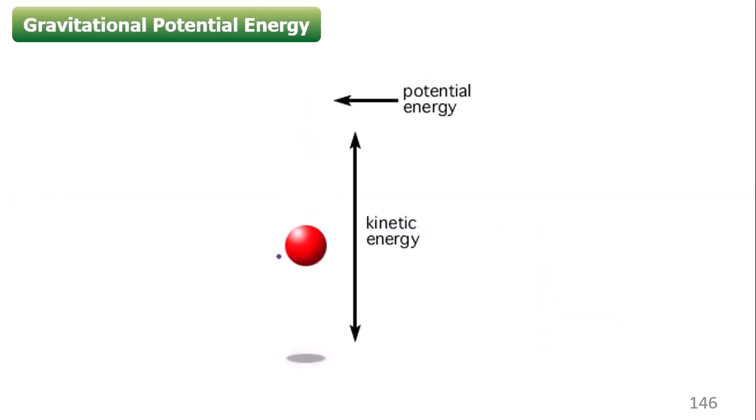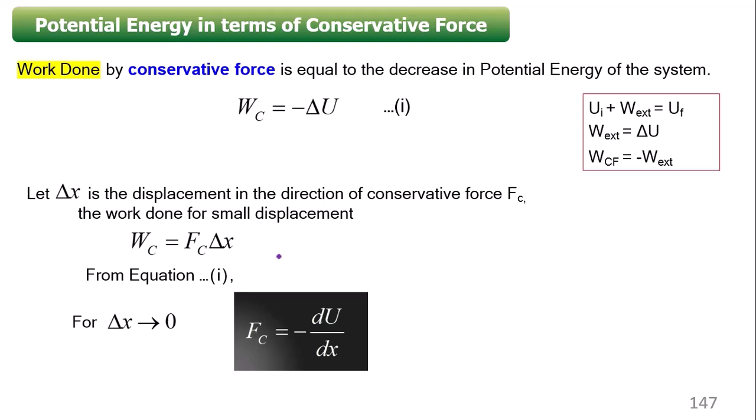Similarly, I can define the gravitational potential energy, just as I defined the spring potential. Gravitational potential energy is basically the work done by the conservative force, and the negative of that is the potential. Now I can further redefine it. The work done by the conservative force is the conservative force dot dx, F c dot dx, which equals minus delta U, minus dU.